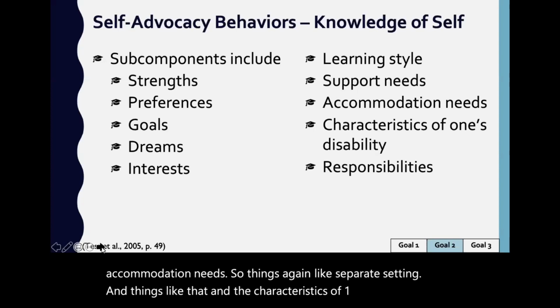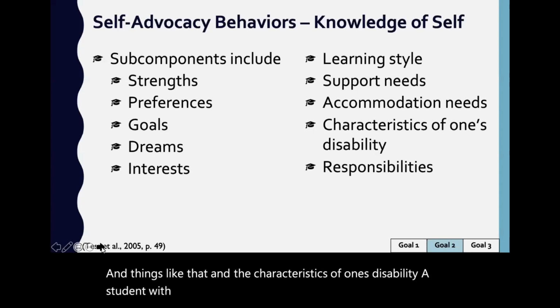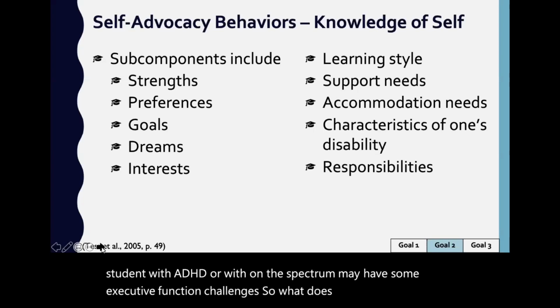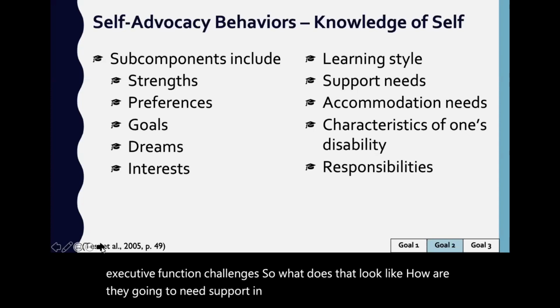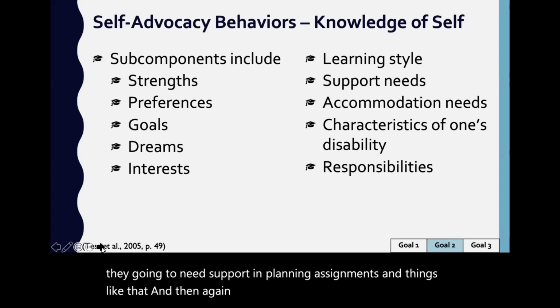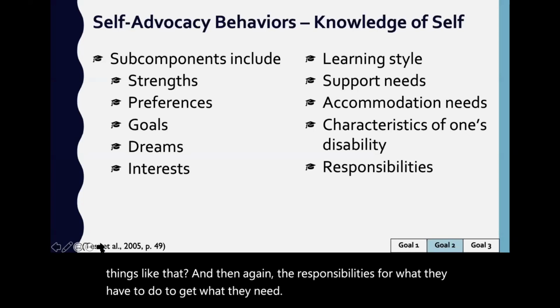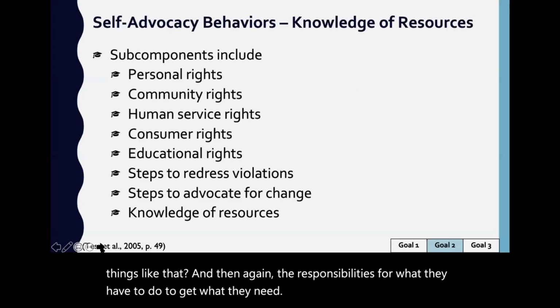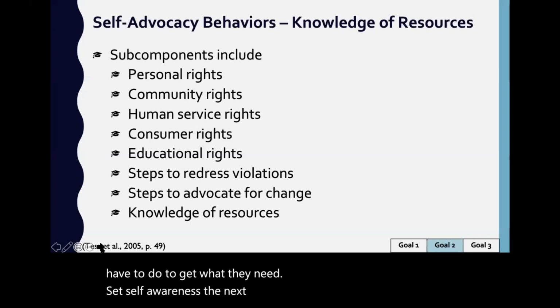A student with ADHD or on the spectrum may have some executive function challenges. So what does that look like? How are they going to need support in planning assignments and things like that? And then again, the responsibilities for what they have to do to get what they need. It's that self-awareness.